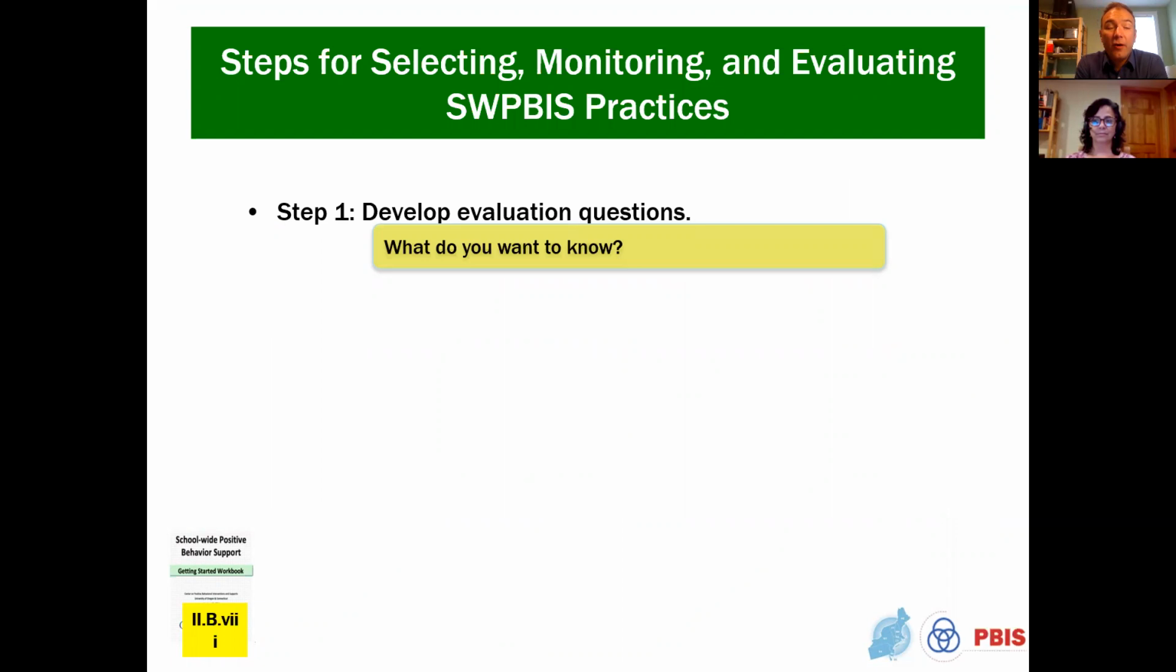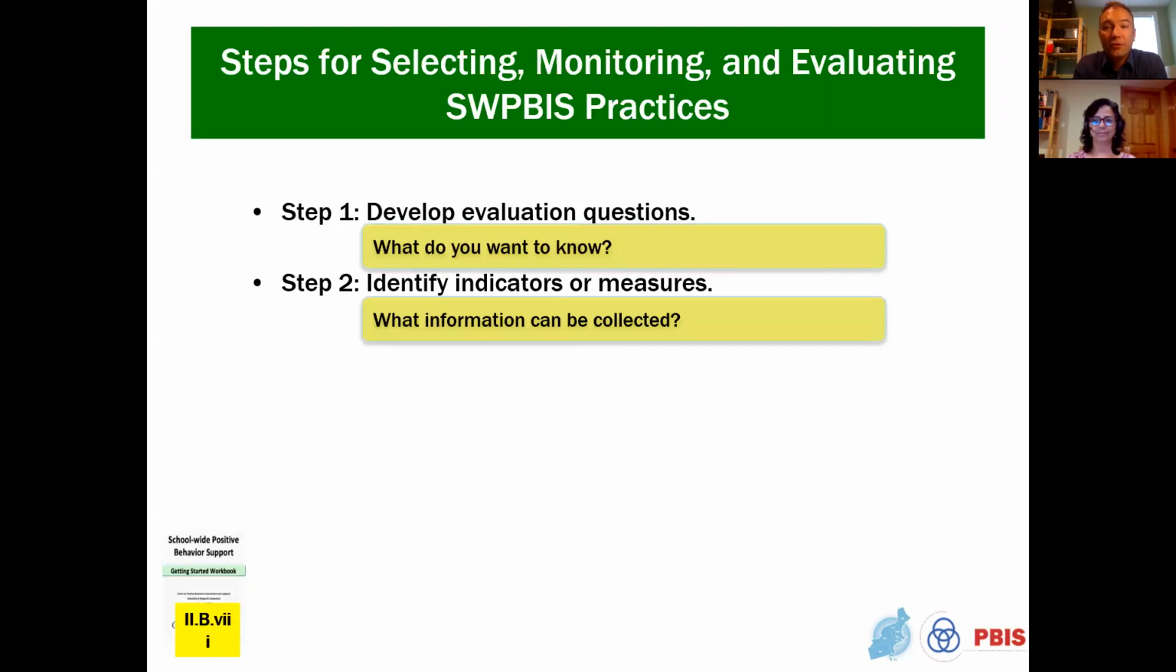The first step is figuring out, what do you want to know? Maybe you want to know the scope of a problem, such as, is it a problem with a few students, a problem with a particular context or location, or a school-wide problem with specific behavior like disrespect. Or maybe you want to know the type of problem, whether it's behavioral or academic.